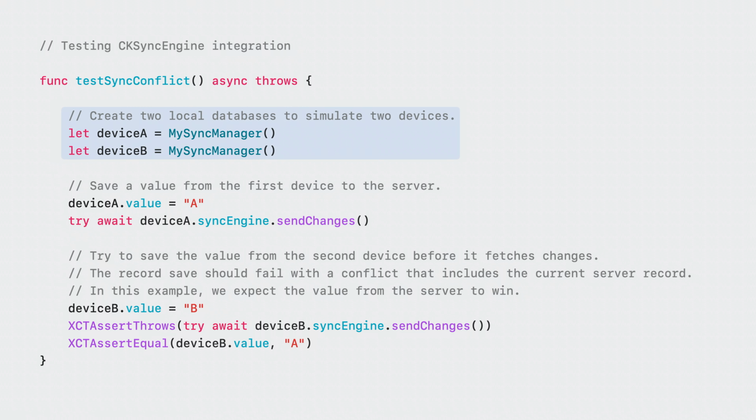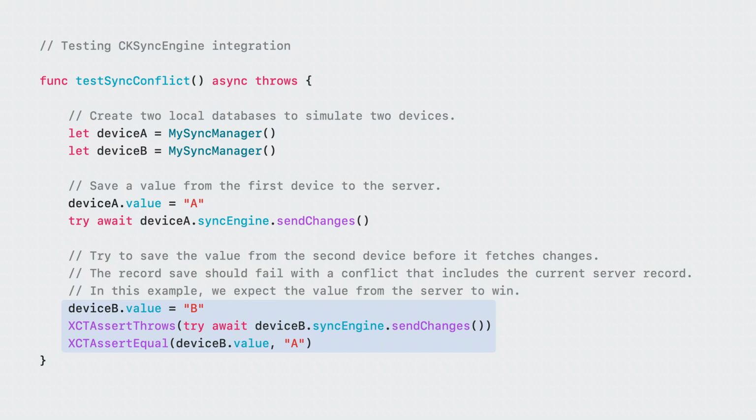First, simulate 2 devices using MySync Manager. In this example, MySync Manager creates a local database and sync engine. Device A sets the value to A and sends its changes to the server. Before device B fetches the changes from the server, we'll ask it to send its changes to the server too. Since device A saved to the server first, device B's save is expected to fail. This will result in a server record changed error, which will exercise the local conflict resolution code.